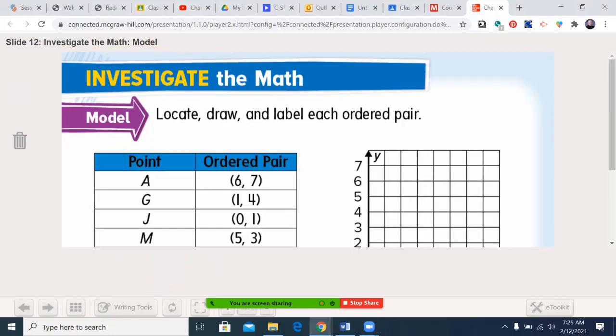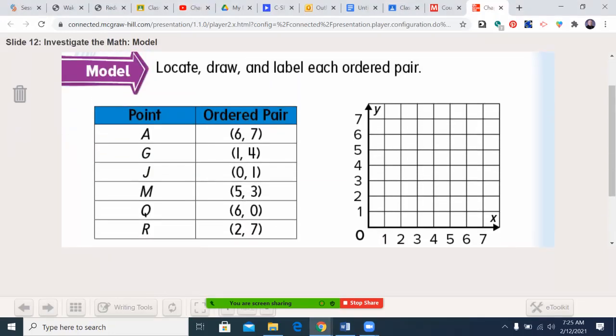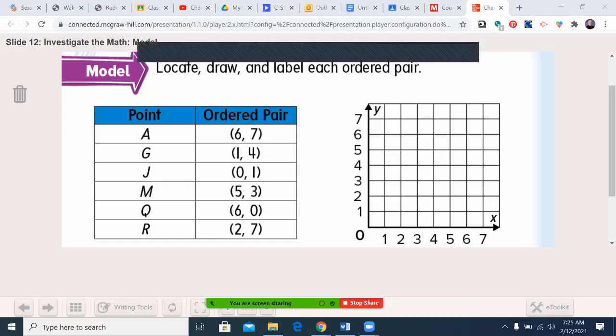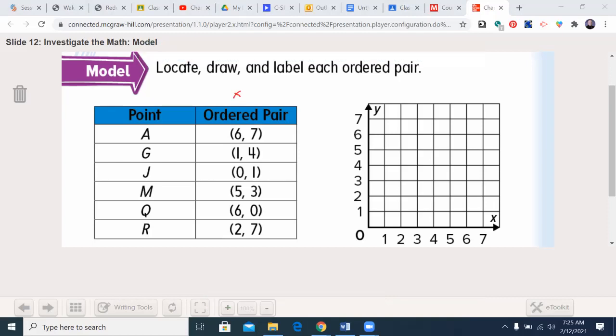All right, so moving forward here. Locate, draw, and label each ordered pair. So how do I do this? Point A: the first number tells me how far over on the X. The second number is how far up or down on the Y. These are all positive, so it's going to be in the first quadrant. So point A is going to be 6 over. I find the 6, put my pencil on the line, and then up 7, which is way up here. I'll put my dot and label it A. I look over, yes, it makes it to 7.